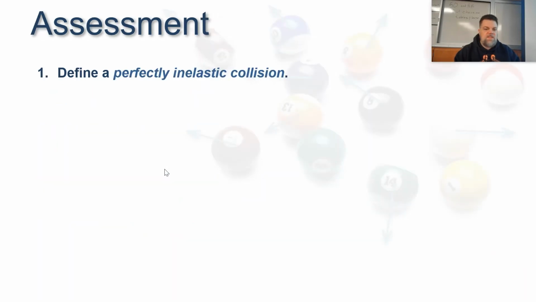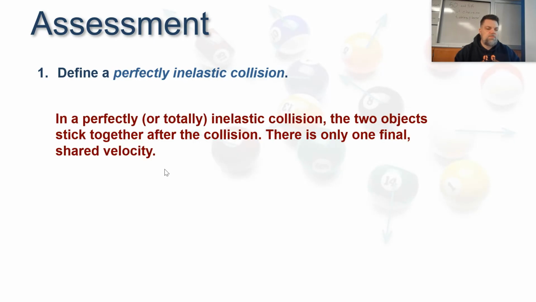So you don't have to write this down. Well, actually, you do. Write this down. Define a perfectly inelastic collision. Well, in a perfectly or totally inelastic collision, two objects stick together after the collision. There is only one final shared velocity.